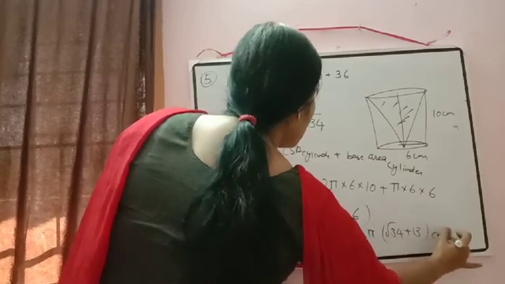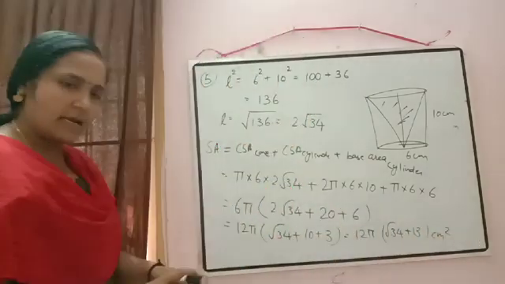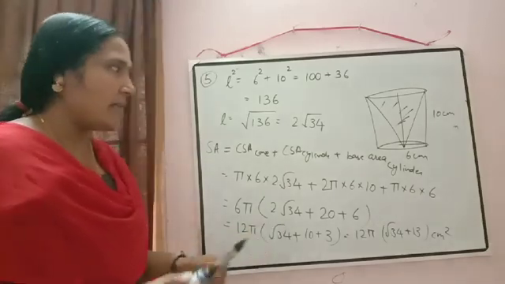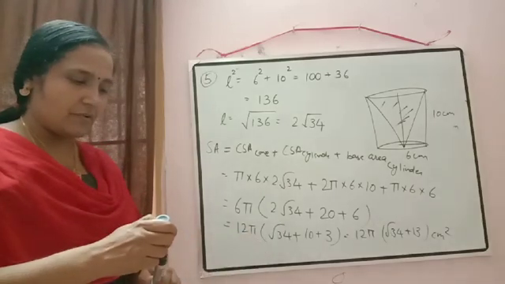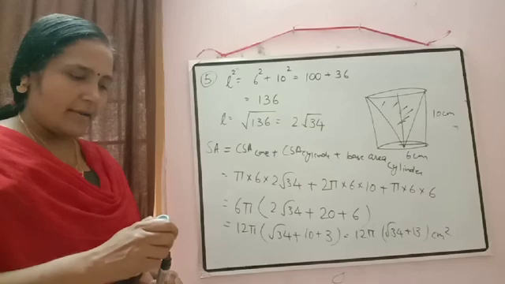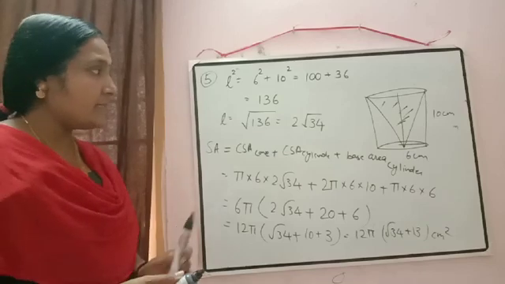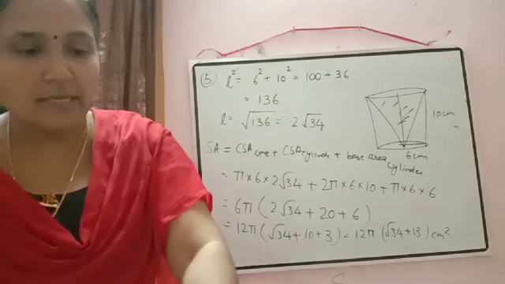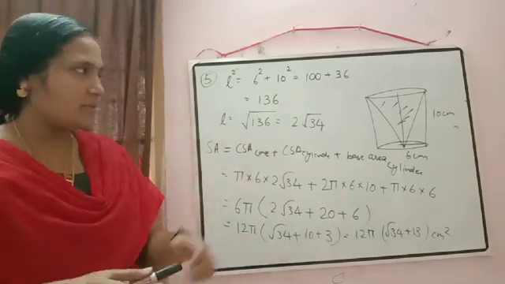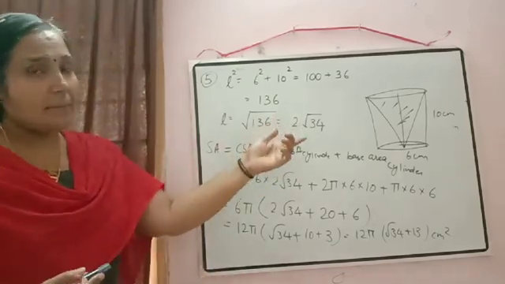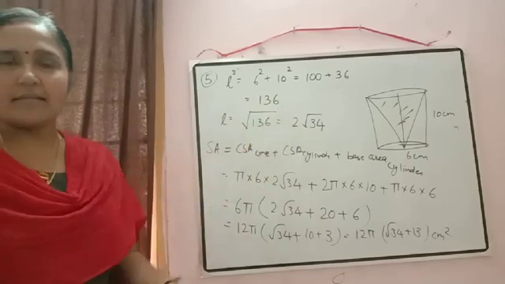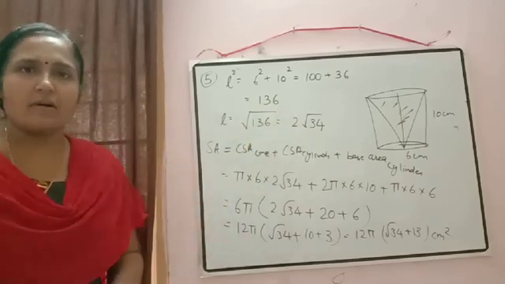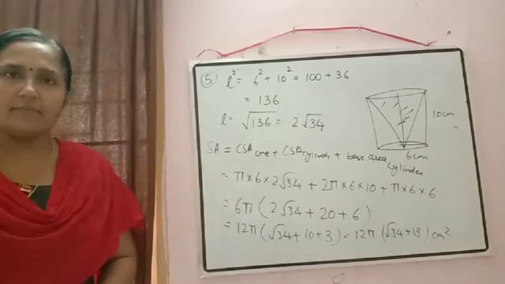Just write down the answer in this way, because in the question it is not given what is the value of square root of 34. Since in this type of question we are checking the concept of curved surface area, we are not checking whether you know the square root of the numbers or not. But if it is a perfect square, you should calculate the square root. Okay, now we will check the next question.